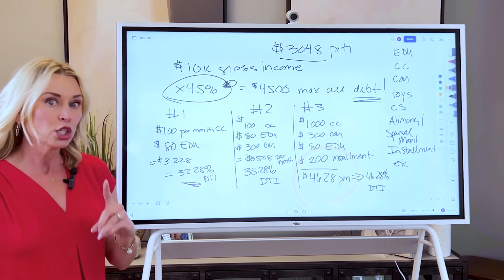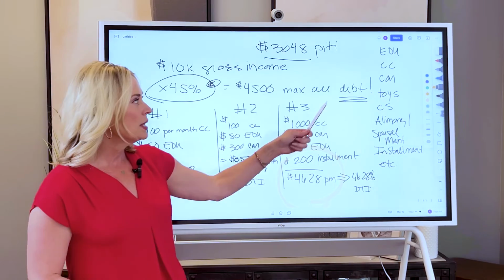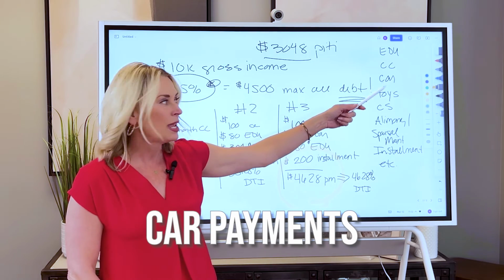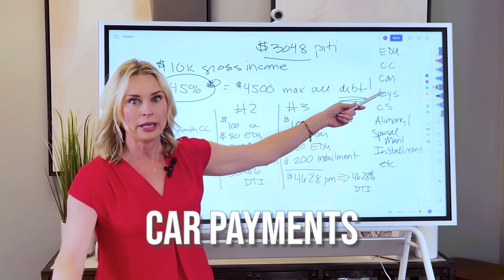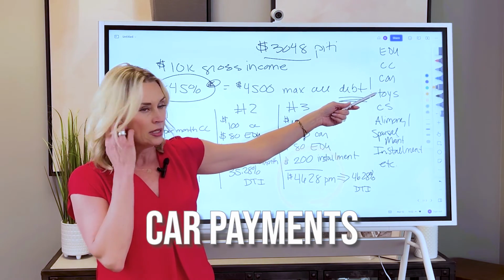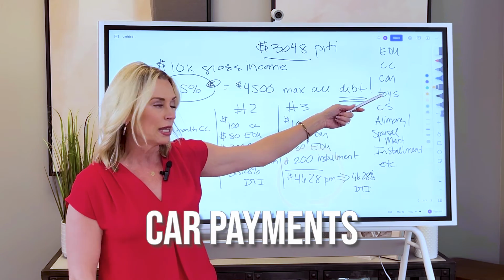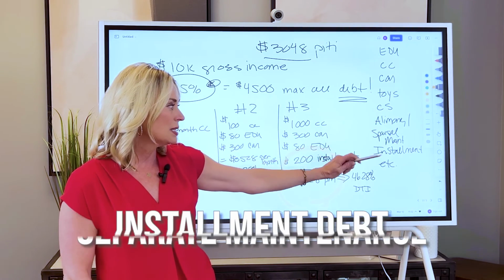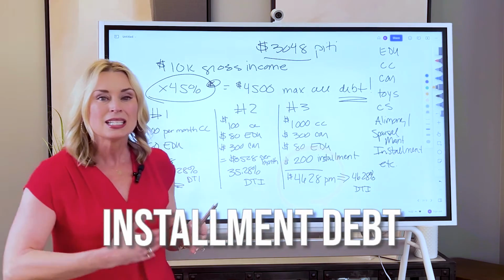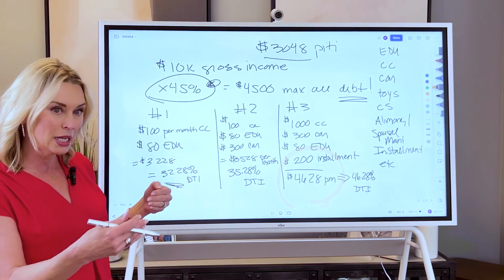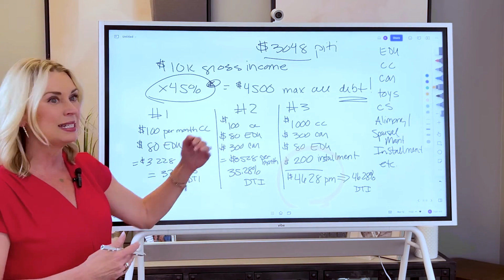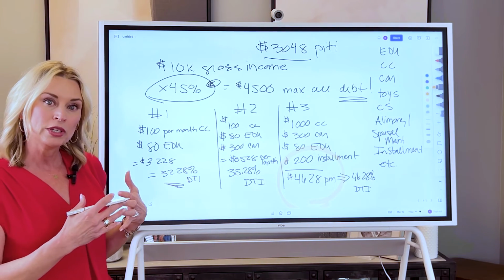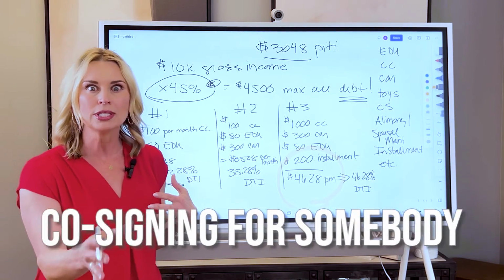Other things that get included in a debt ratio are the student loans, which I showed, credit card payments, car payments, toys. So that could be an RV, motorcycle, side-by-side. All of those payments would get calculated in. Child support, alimony or separate maintenance, installment debt. I mean, any type of debt obligation that you've committed to gets calculated into that debt to income ratio. So it is important to think about when you're taking on new debt or even co-signing for somebody.